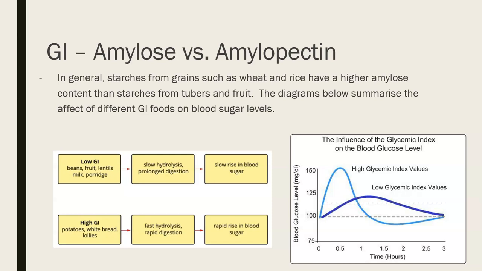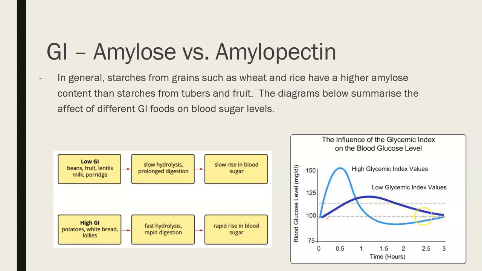Low GI foods will have slow hydrolysis and prolonged digestion. That means that we get a slow and steady rise in blood sugar, as we see on the dark blue line here. They are slowly releasing the glucose into the blood, and then it tapers off slowly as well.